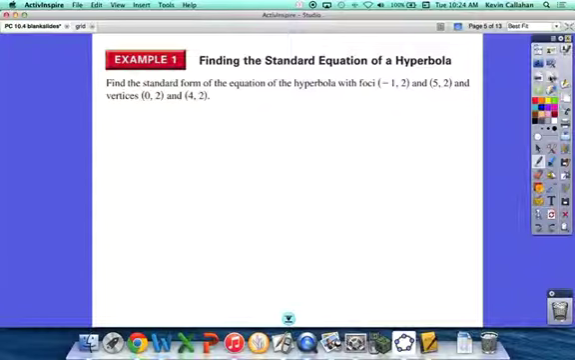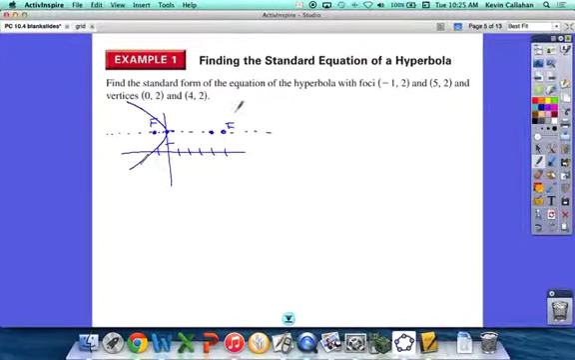So let's see, negative 1, 2, and 5, 2. I should draw this in like this. Negative 1, 2, and 5, 2. 1, 2, 3, 4, 5. Right, those are the foci. And vertices at 0, 2, and 4, 2. So which is this, horizontal or vertical? It's got to be horizontal, right? Because you could see that the transverse axis is horizontal. So we know that if that's the vertex of one branch, the branch kind of opens up around like that.